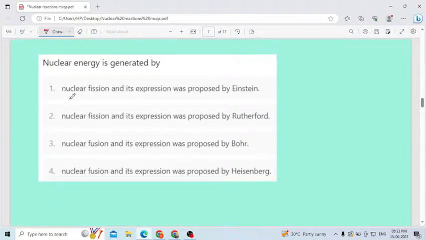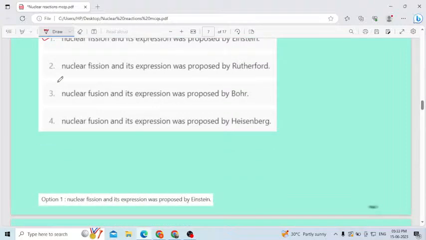Yes, definitely nuclear fission. And its expression was proposed by Einstein. First option. Second option, nuclear fission, its expression was proposed by Rutherford. No. Then third option, nuclear fusion. Fusion means wrong. Nuclear fission also wrong. Therefore, the correct answer for this question is nuclear fission. Its expression was proposed by Einstein, not Rutherford.